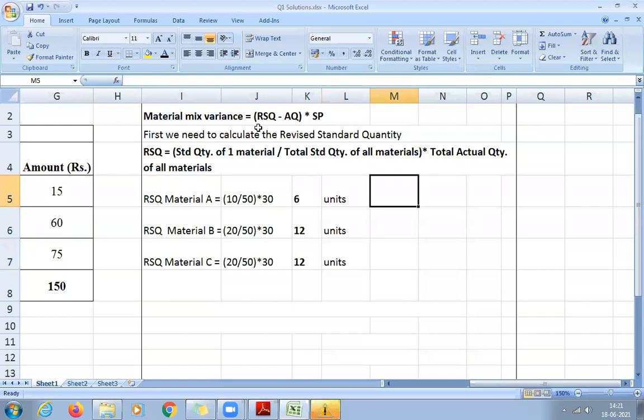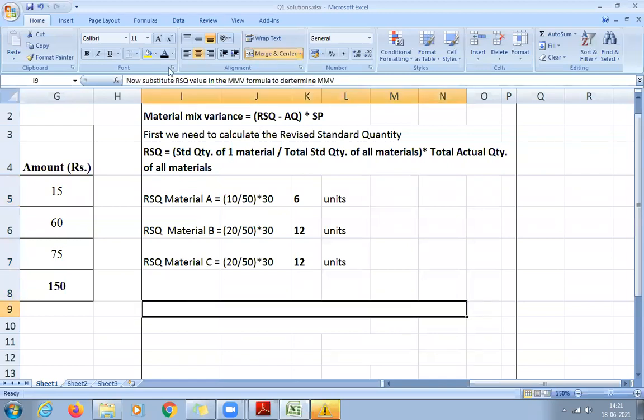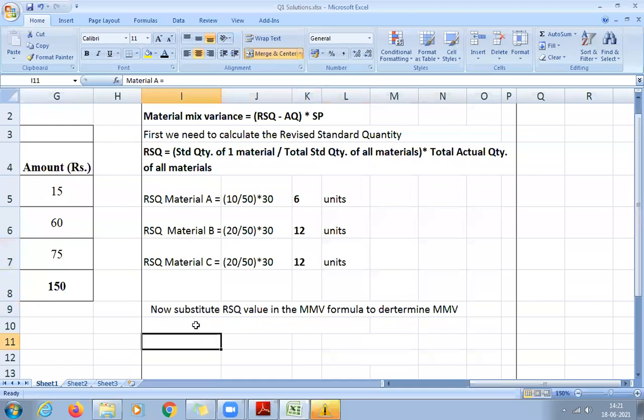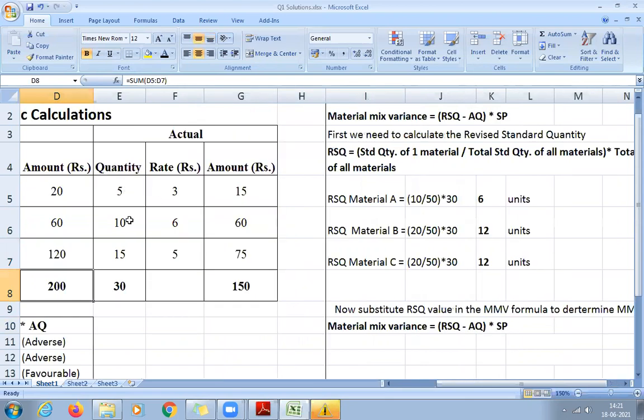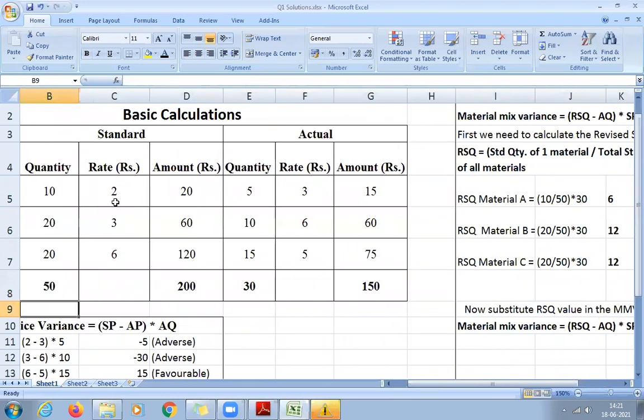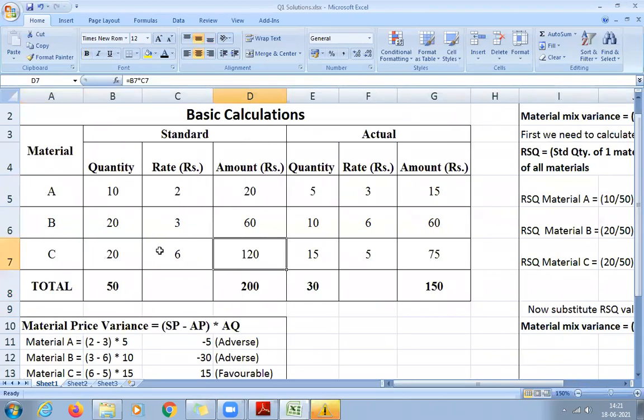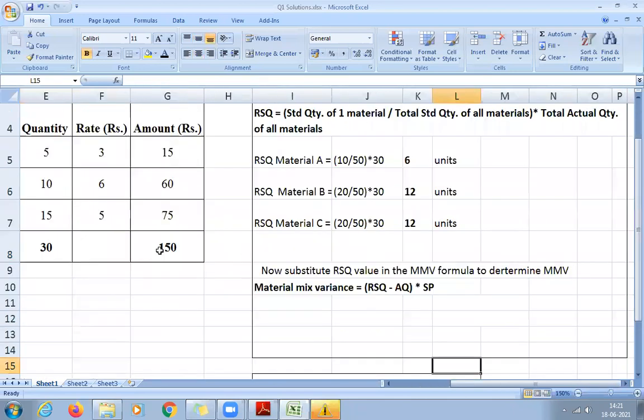So now you can calculate material mix variance. So write down. Now we can substitute to calculate material mix variance. The formula is RSQ minus AQ into SP. RSQ we got for A 6, B 12, C 12. And for AQ, the actual quantity, that is 5, 10, and 15. And then we have to multiply it by standard price. Standard price we know for A is 2, for B is 3, and for C is 6. Okay, so let us substitute now and calculate.